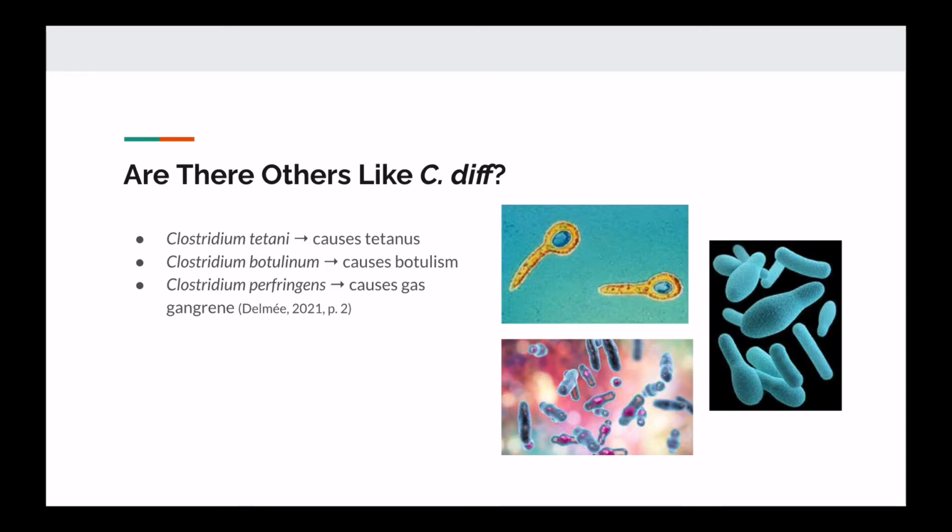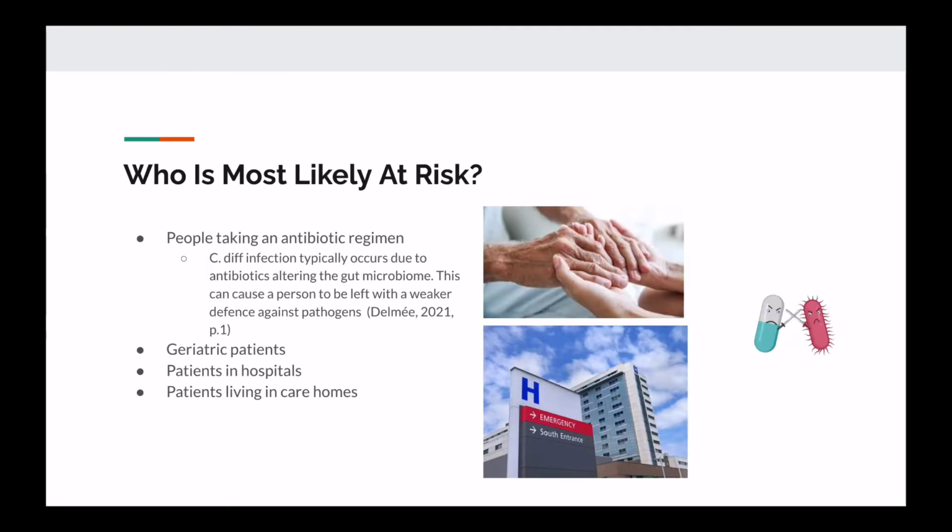There are others like C. diff that produce similar symptoms, such as Clostridium tetani, which causes tetanus, Clostridium botulinum, which causes botulism, and Clostridium perfringens, which causes gas gangrene. Those at risk will most likely be geriatric patients, who are often found in hospitals, care homes, and other living facilities. Antibiotic regimens are also a risk factor, since antibiotics tend to alter the microbiota of the human body, which can leave a person with a weaker defense system against pathogens.